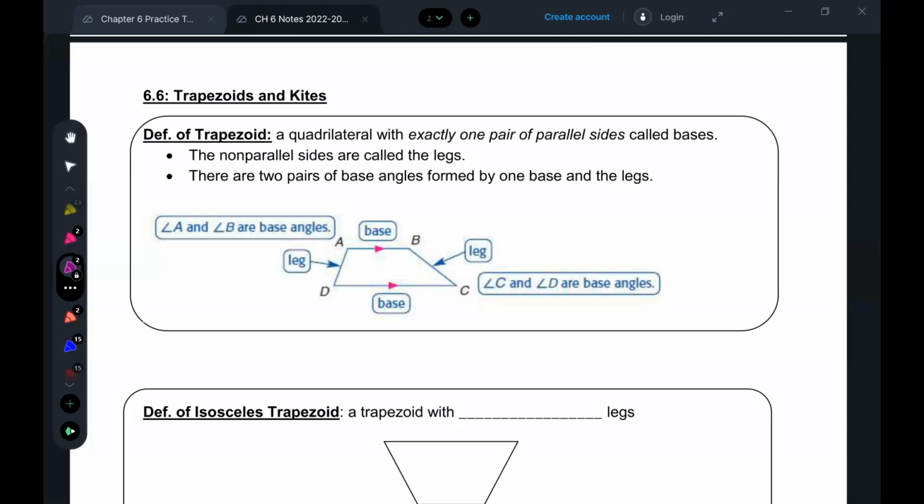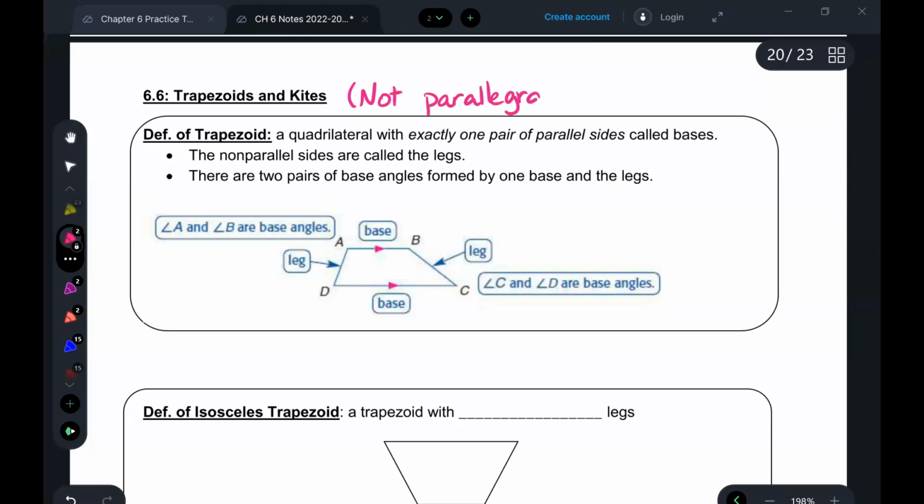Okay, we have two more shapes. We're going to start off with the definition of a trapezoid. One of the things I want you to know about both of these shapes today is that these are not parallelograms. So whenever you're thinking of the properties for parallelograms, they do not necessarily apply to these two shapes. Okay, so we'll start with a trapezoid.